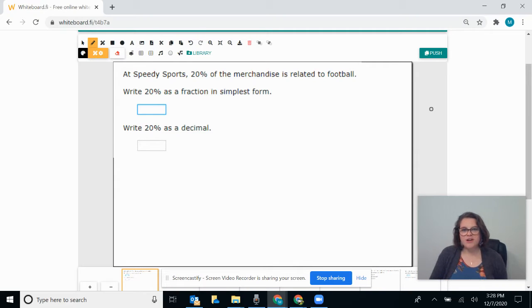Hi students, just wanted to go over a couple of decimal, percent, and fraction problems so that if you need extra practice, you can get it at home before coming to class.